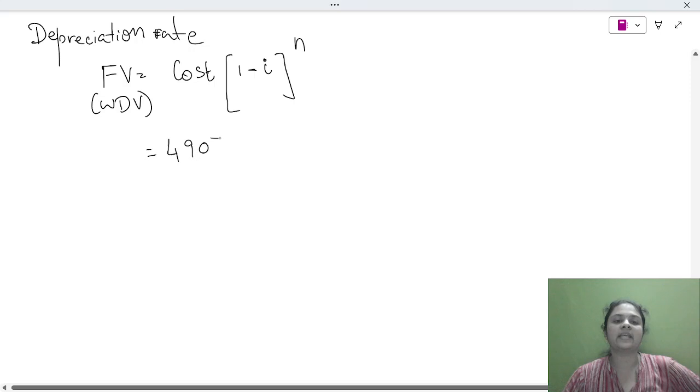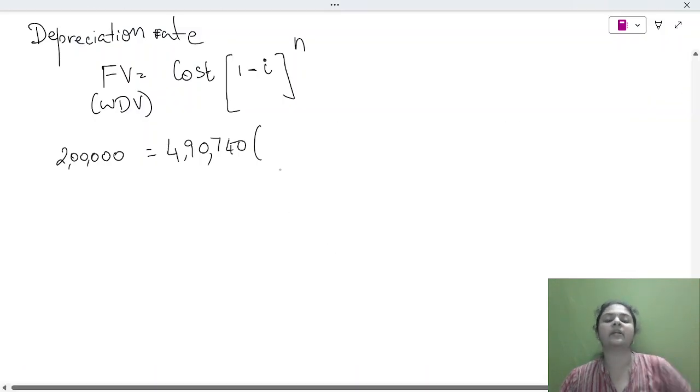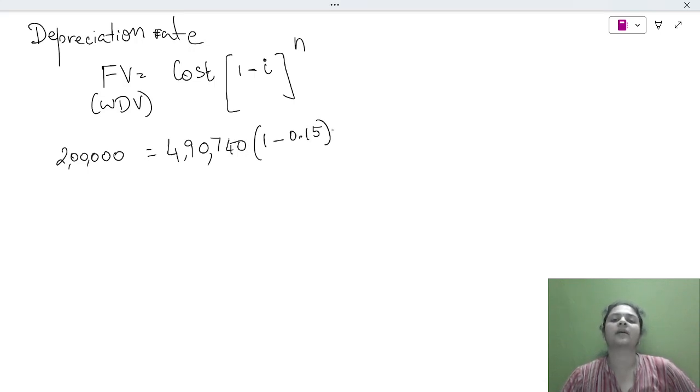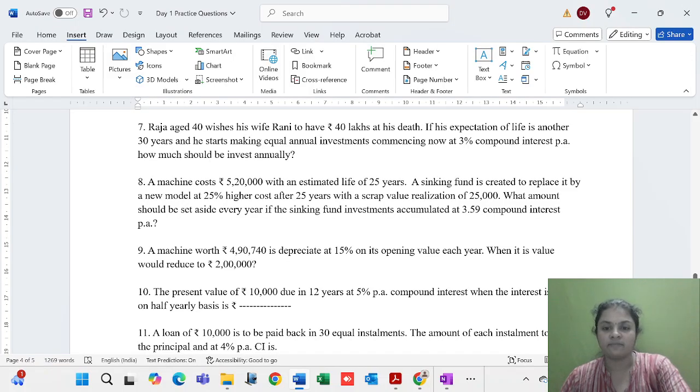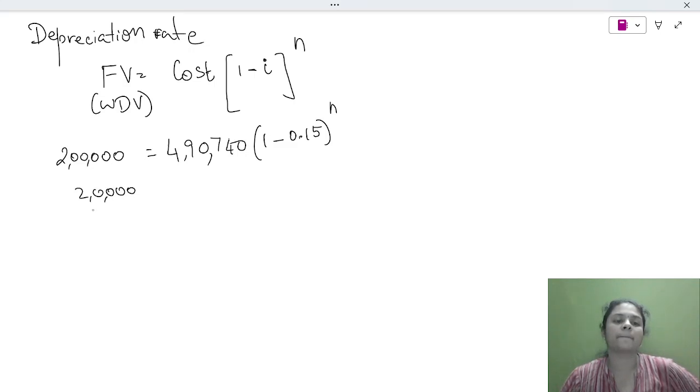So they are saying the cost of the machine is 4,90,740. It has to reduce to 2 lakhs at 15% depreciation. So 1 minus I is what? 15 by 100, 0.15. How many years? That is what we need to calculate. So you can do 2 lakh divided by 490,740 is equal to (1 minus 0.15) is equal to 0.85 the whole power n.